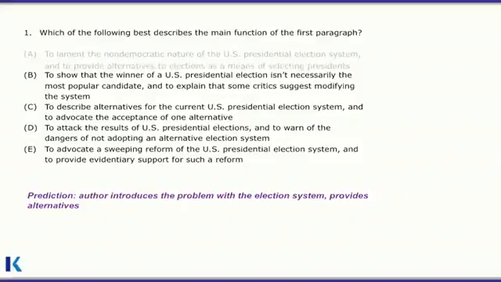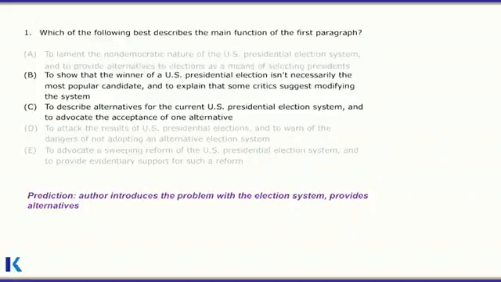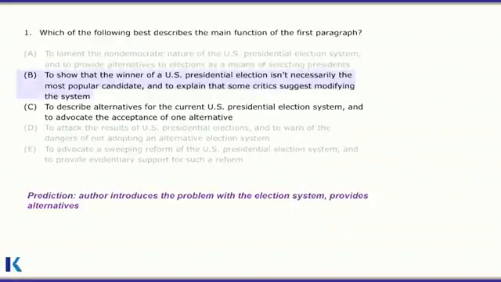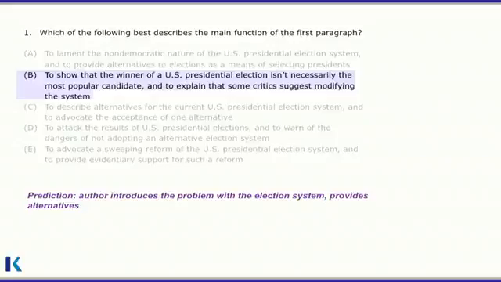Also, to attack and to advocate, respectively, are not appropriate for paragraph 1. Out of the remaining choices, the one that matches your prediction is B. The problem with C is that it involves advocating the acceptance of one alternative, and the author never does that, let alone in paragraph 1. So you can be sure your answer is B.